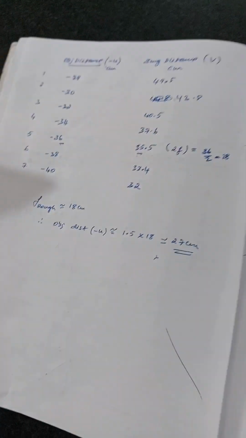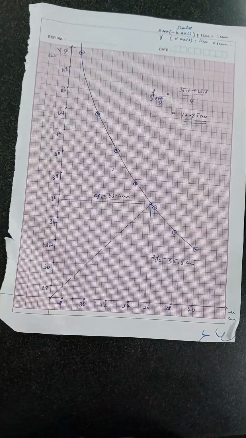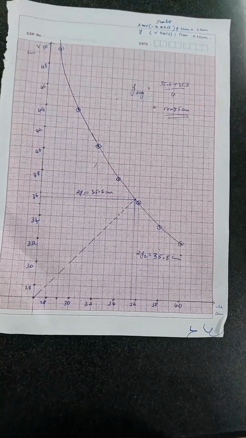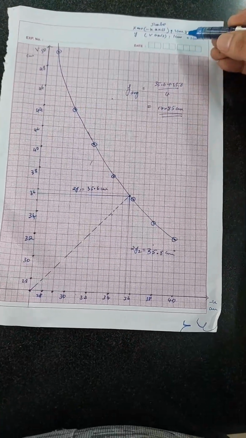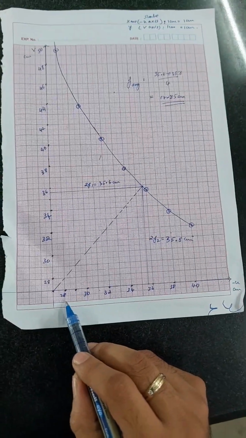I have already plotted the graph. So this is the graph. In the y-axis you have to plot v, that is the image distance, and on the x-axis minus u. So write the scale also. And one thing you have to notice here is that the scale should be uniform for both the axes.